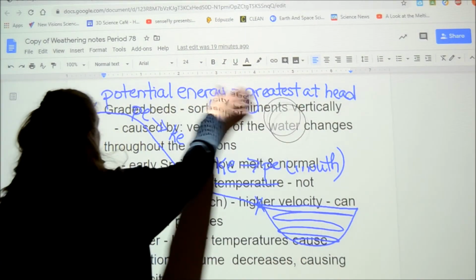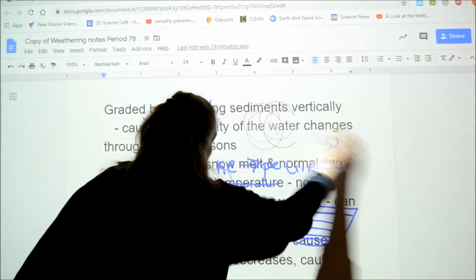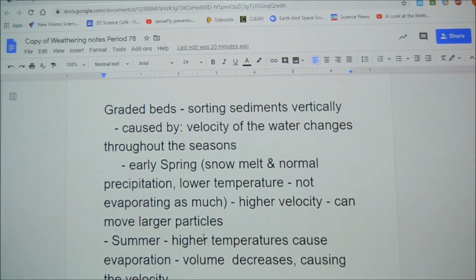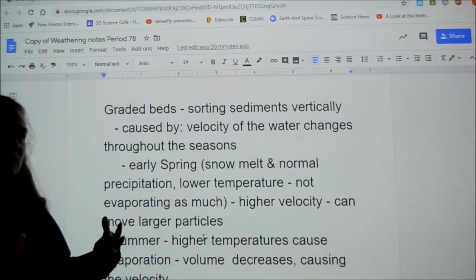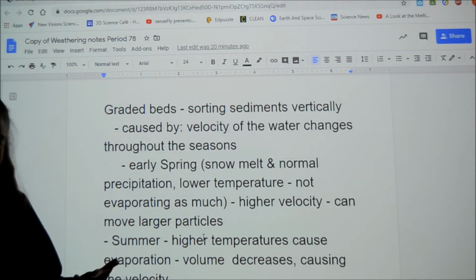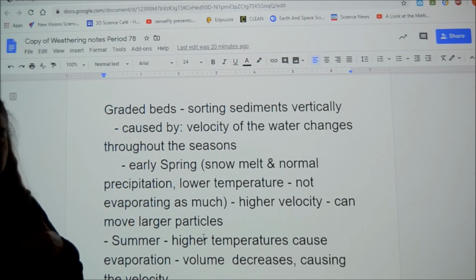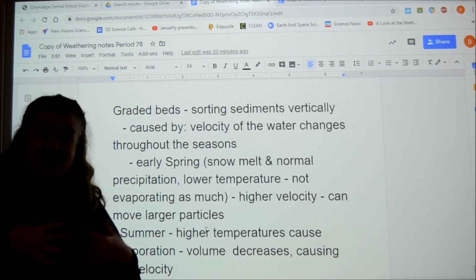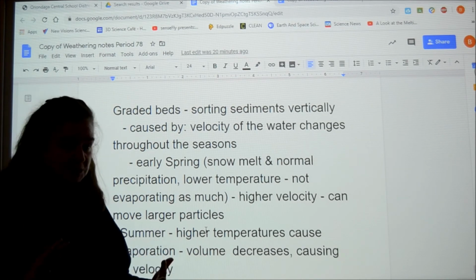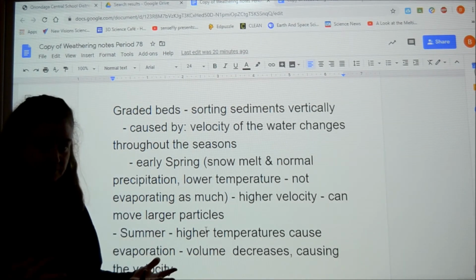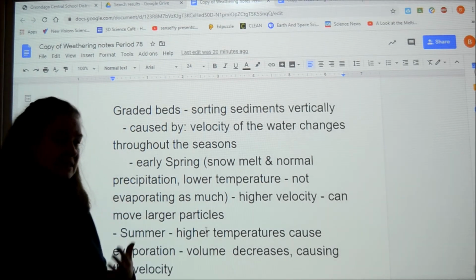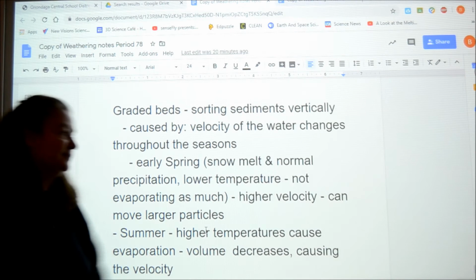All right, we need to talk graded beds. With my velocity changing, some of it has to do with the volume. So if I go to the same stream month after month, when the snow melts and we have normal precipitation, usually early spring, my volume is greater. So with my volume greater, I have a higher velocity, so I'm moving larger particles.